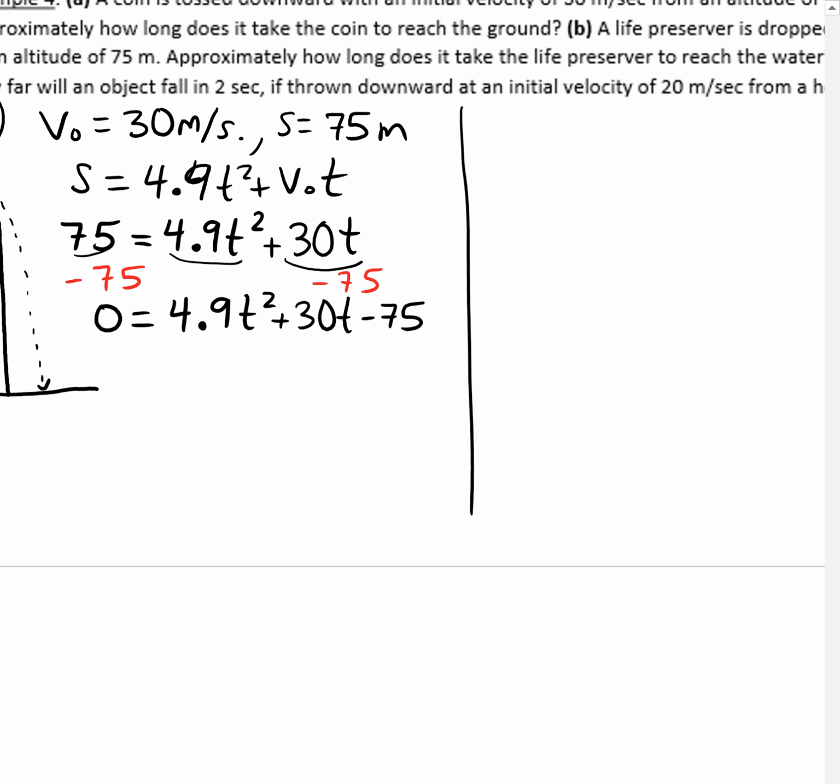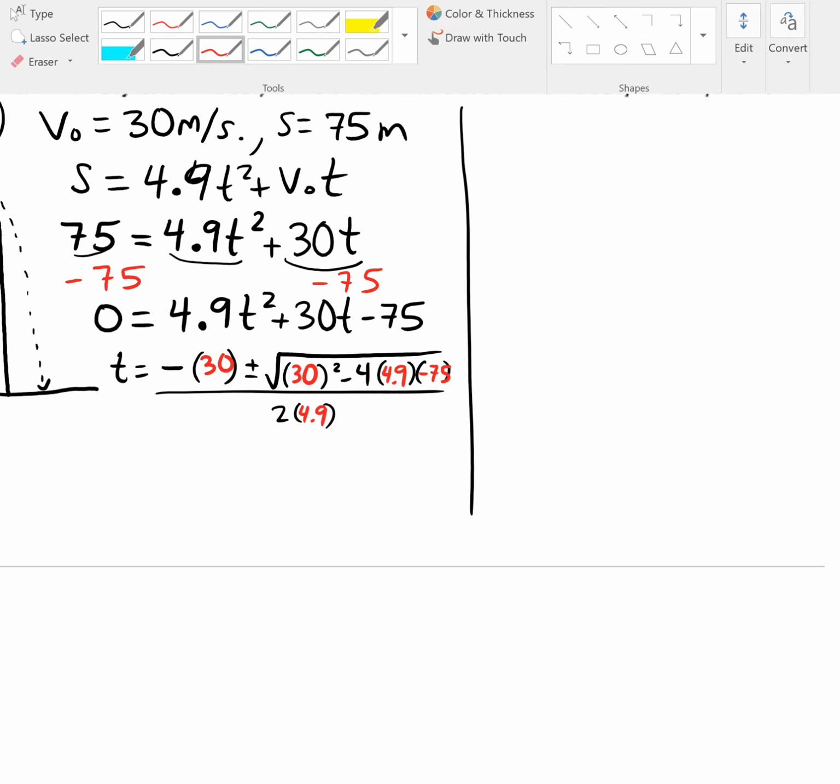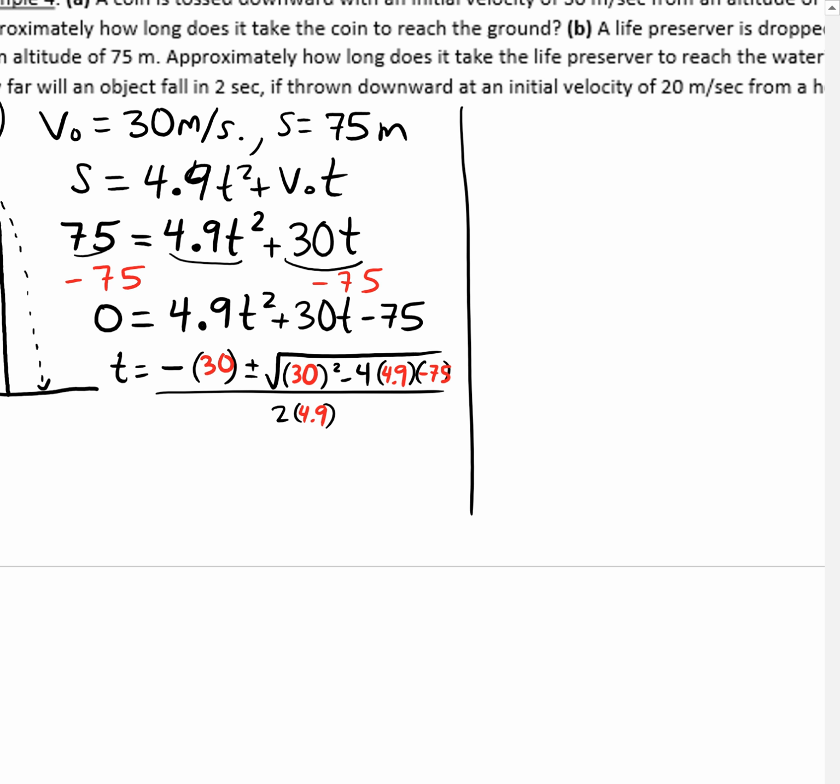And since it's in order, I can tell a is 4.9, b is 30, and c is negative 75. So I'll plug those into the quadratic formula. Negative b plus or minus the square root of b squared minus 4 times a times c, over 2 times a. Alright, let's see. The value of b is 30. Here's another b. Minus 4 times a, which is 4.9, times c, which is negative 75, over 2 times a, which is 4.9. We'll try to simplify this as much as we can.